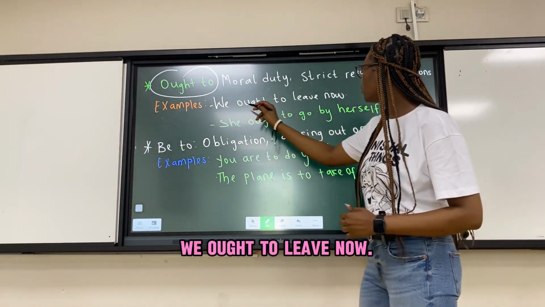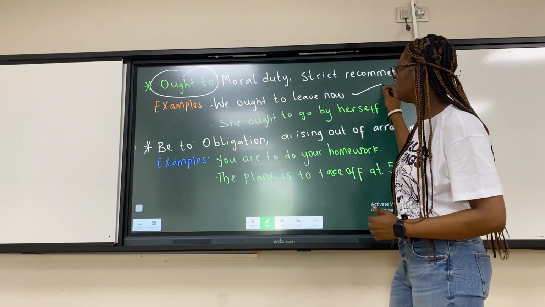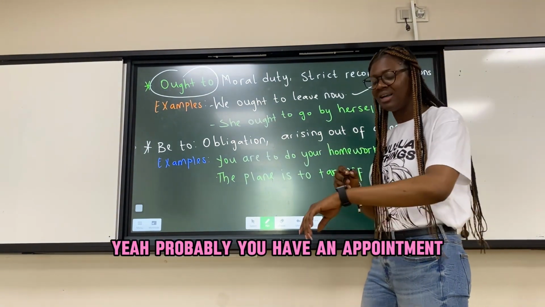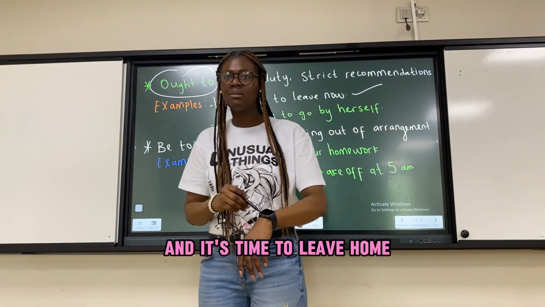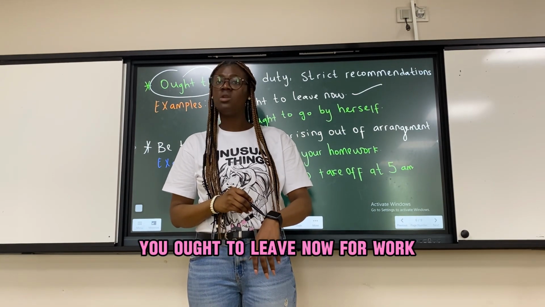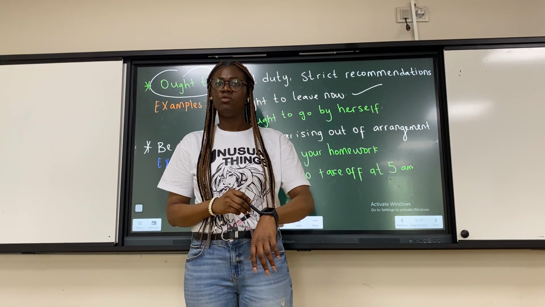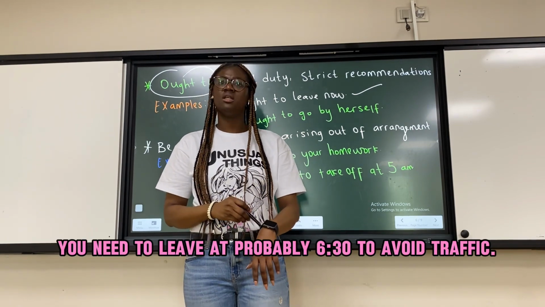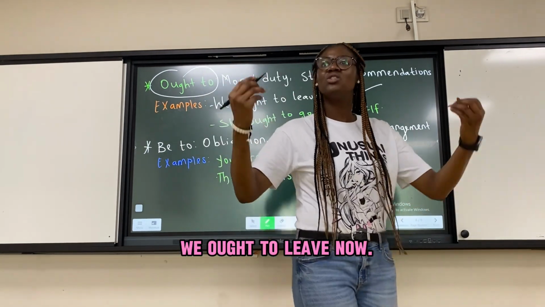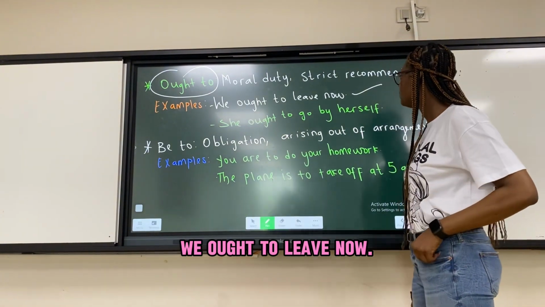For example, we ought to leave now. Yeah, probably you have an appointment and it's time to leave home. You ought to leave now for work. Let's say you work at 8 a.m. in the morning. You need to leave at probably 6:30 to avoid traffic. We ought to leave now.